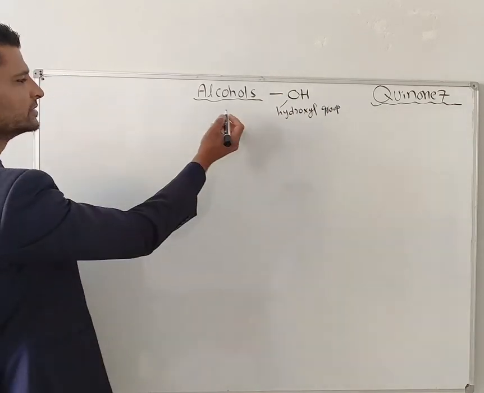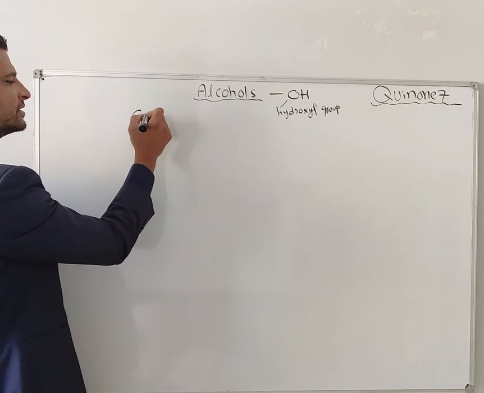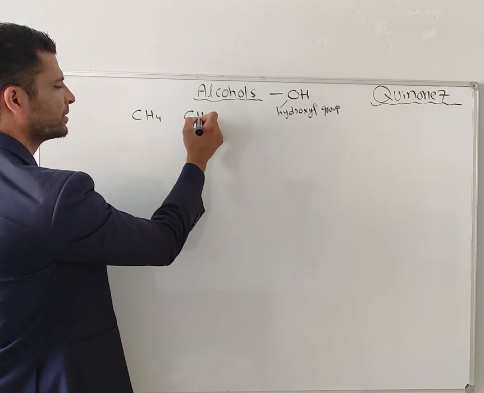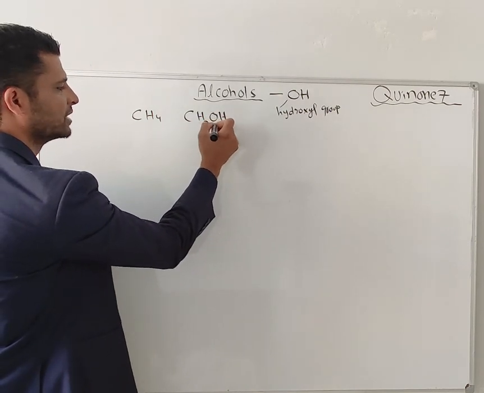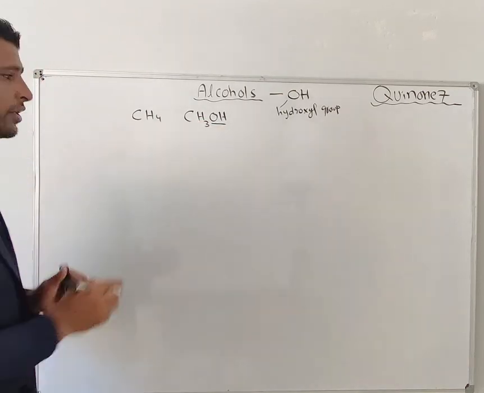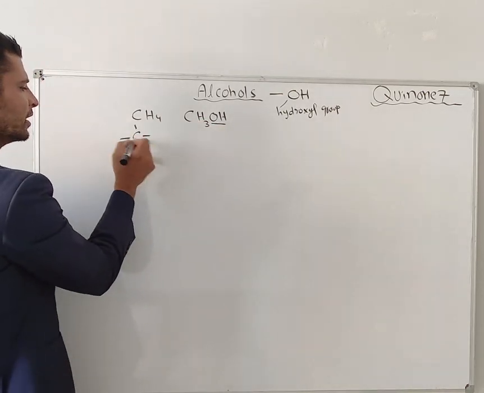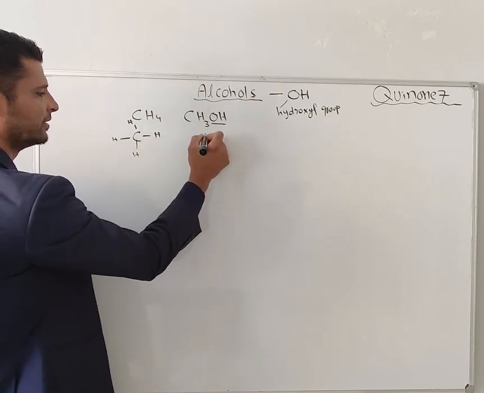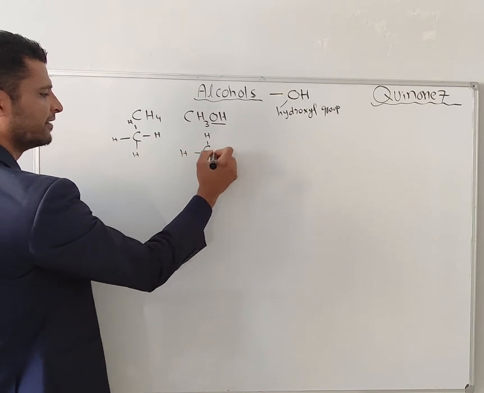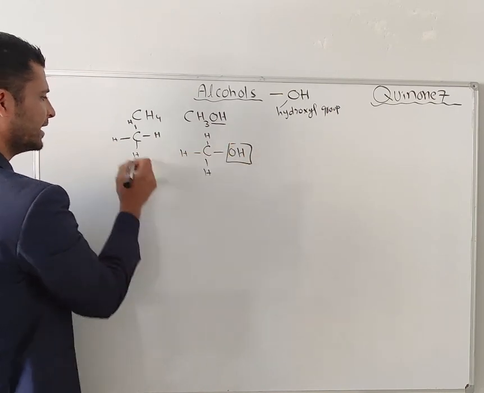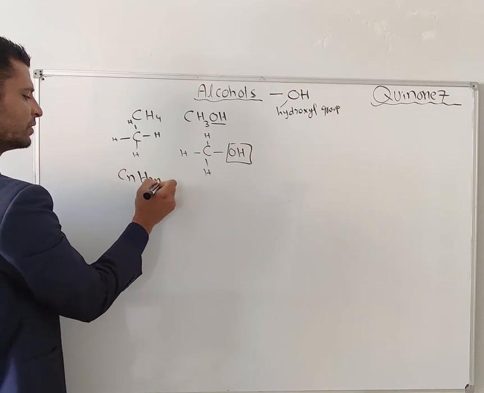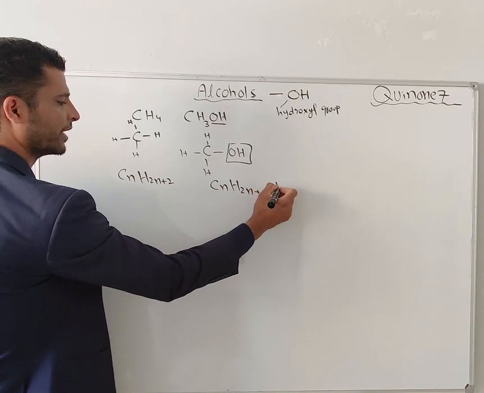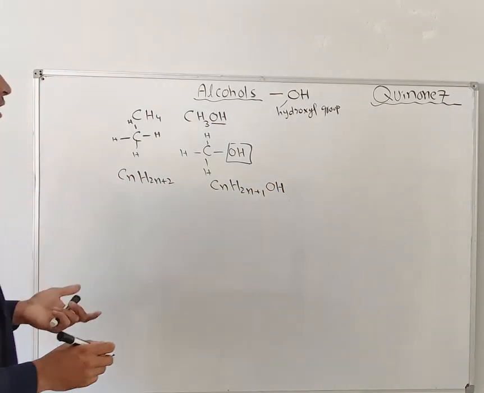So your hydrocarbons, for example CH4. Now CH4, when you lose one hydrogen, will become CH3OH, meaning a hydrogen is replaced by OH. If you want to open this molecule, you have 4 hydrogens around, and then you have this carbon with 3 hydrogens and 1 OH. Here is the general formula: CnH2n+2, and here CnH2n+1OH. So that will be the general formula of alcohols.